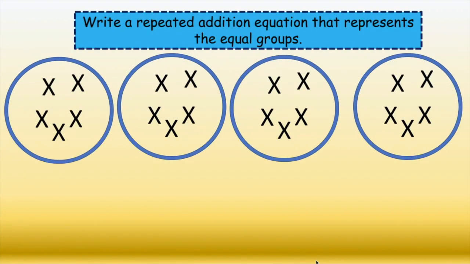So you should have drawn 4 groups with 5 in each group. I chose X's. And then now, please write a repeated addition equation that represents equal groups. So if you need to pause your video to do that, you may. Okay, so now you should have drawn your equal groups and your repeated addition equation. So you should have written 5 plus 5 plus 5 plus 5, which equals 20, because 5, 10, 15, 20.